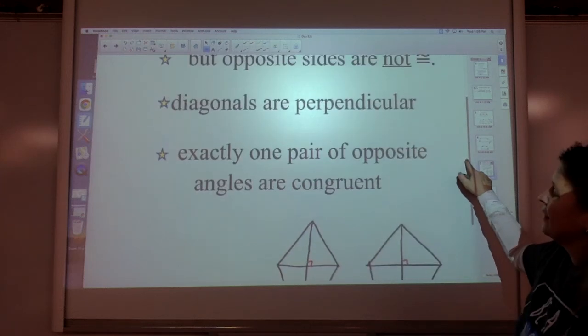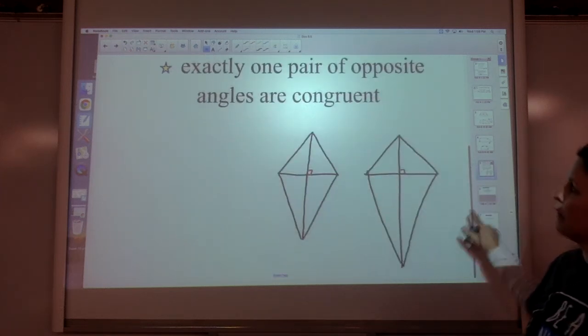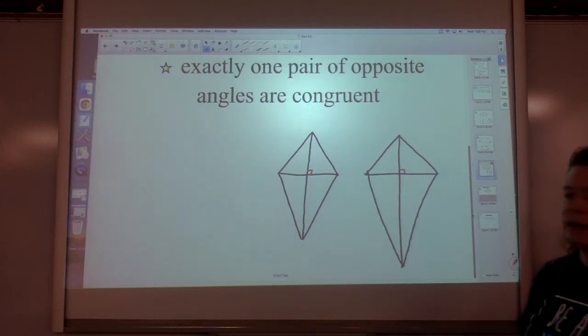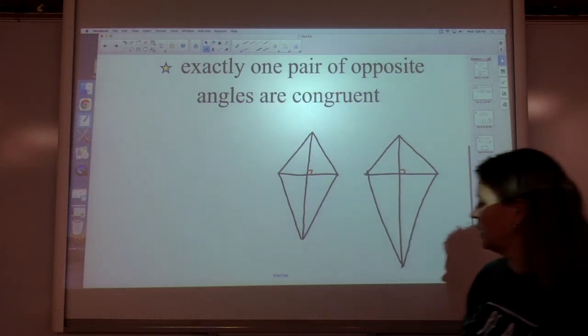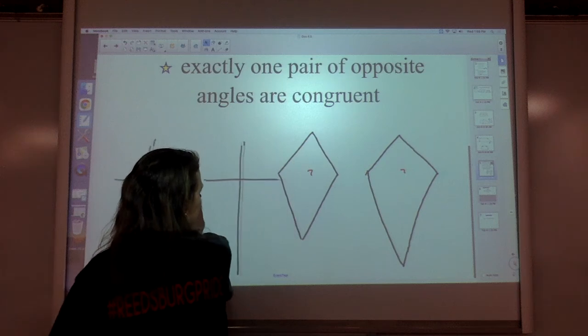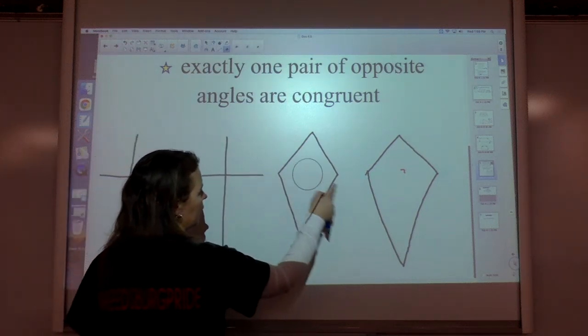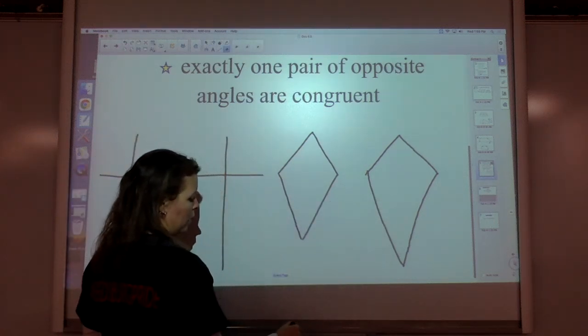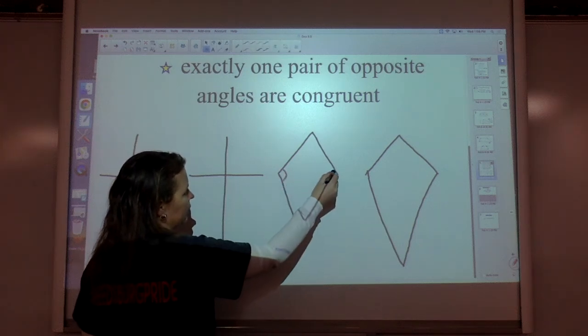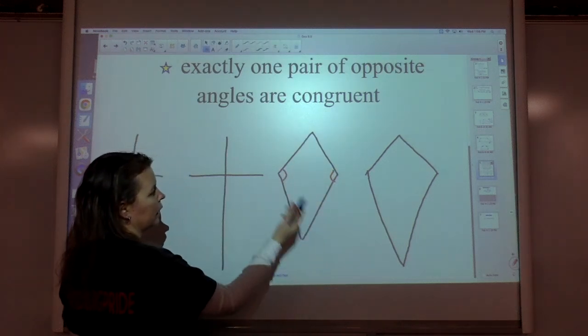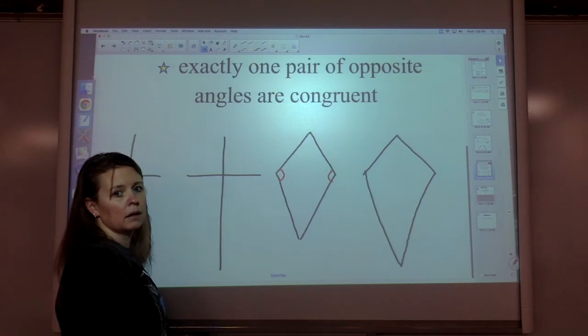It'll always have exactly one pair of opposite angles that are congruent. Exactly one pair of opposite angles that are congruent. You've got to look at this kite and try to figure out where that one pair is. That one pair is always going to be, if it's upright the way we would consider a kite, across from each other side to side.